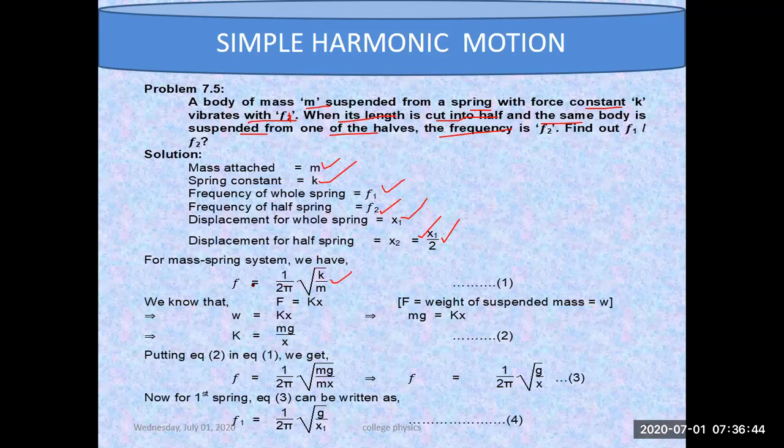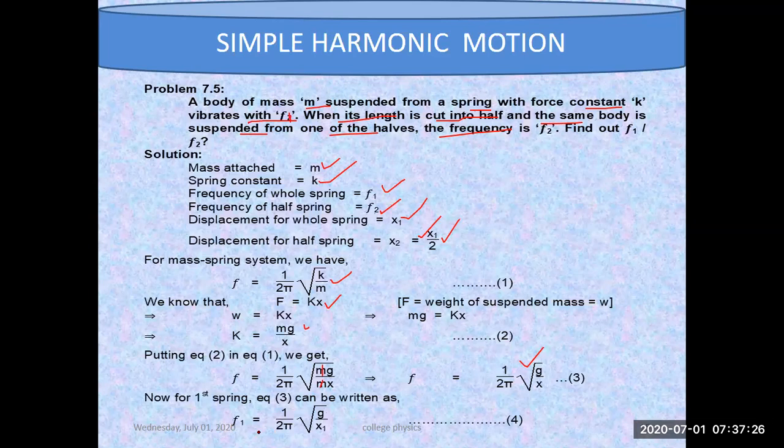The formula to calculate the frequency of the mass attached to the spring: time period is 2 pi root m over k. If you take the inverse, then it is frequency, and frequency is equal to 1 over 2 pi root k over m. At the same time, following Hooke's law, force is directly proportional to displacement and is equal to kx. If you compare these two, you get the formula 1 over 2 pi root mg over x.